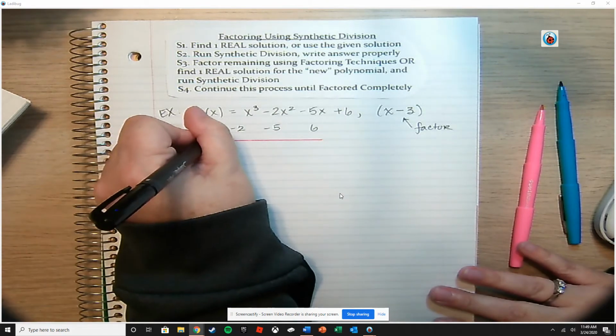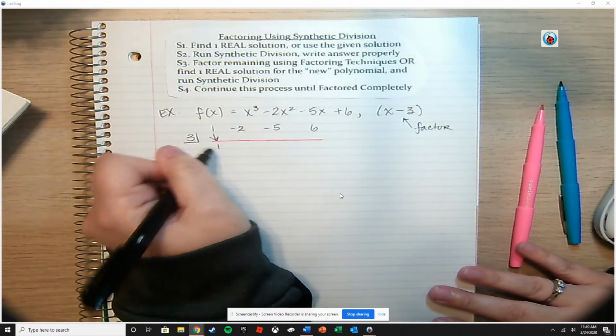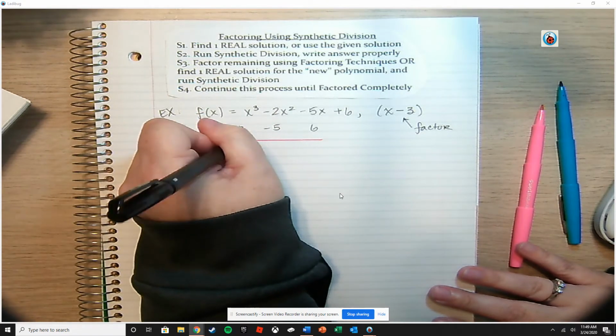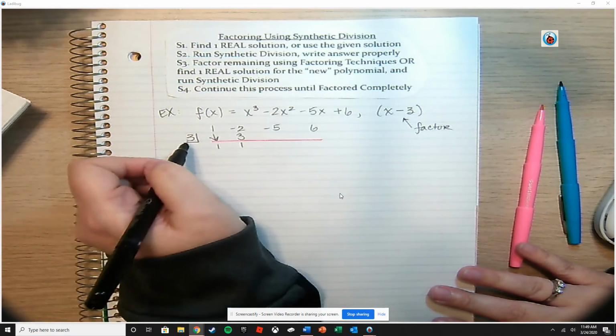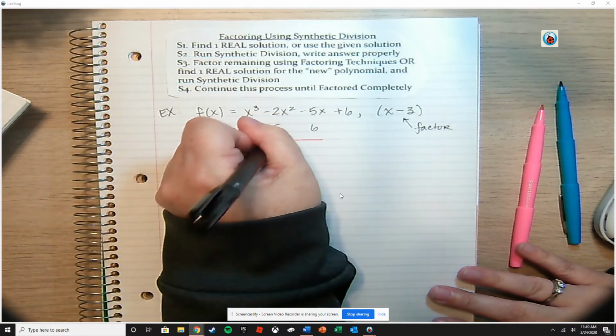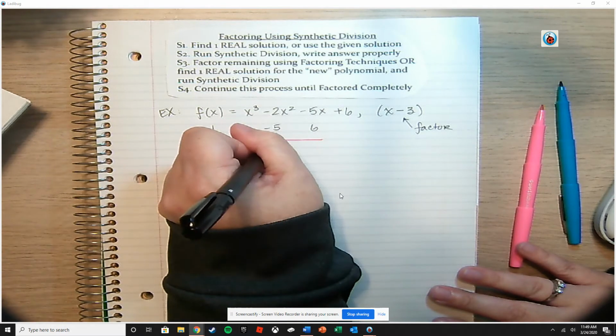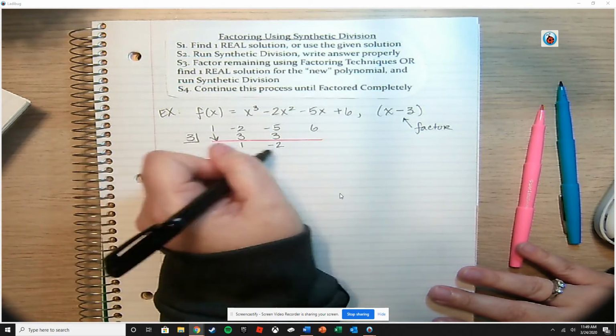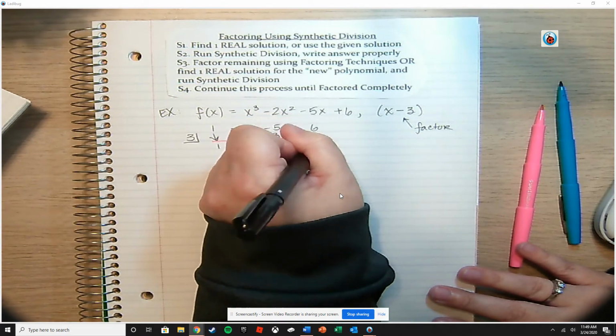So I'm going to bring down the 1. So 3 times 1 is 3. -2 plus 3 is 1. 3 times 1 is 3 again. -5 plus 3 is -2. 3 times -2 is -6, and I get 0.